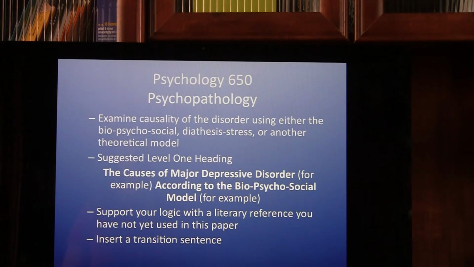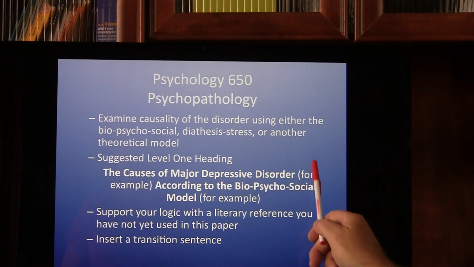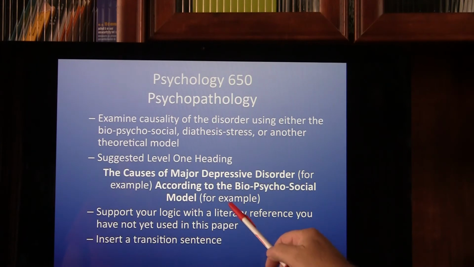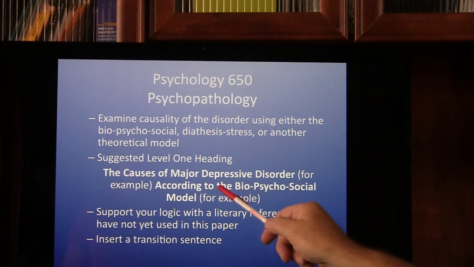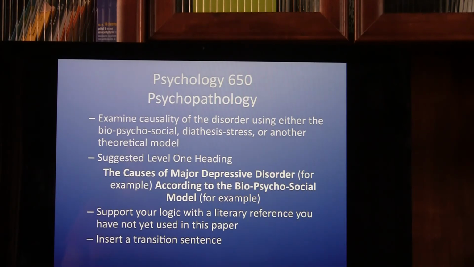The next objective is examine causality of the disorder using either the biopsychosocial, distress, or another theoretical model. So the heading that I would use for this particular objective is the causes of major depressive disorder, for example, according to the biopsychosocial model. And again, I could put the causes of dysthymia according to the ICD-10 criteria. Then support your logic with a literary reference you have not yet used in this paper, and conclude with a good transition sentence.